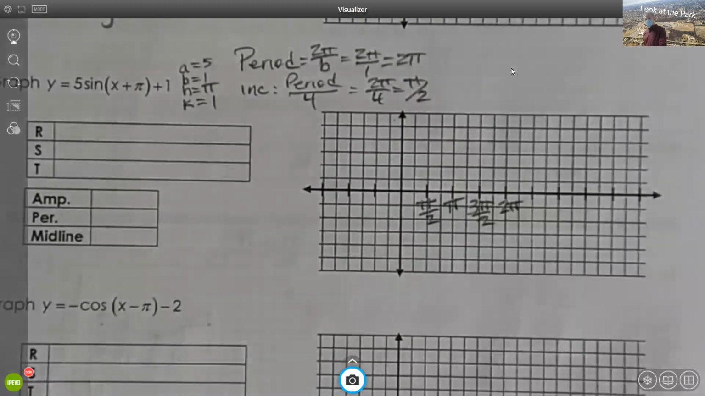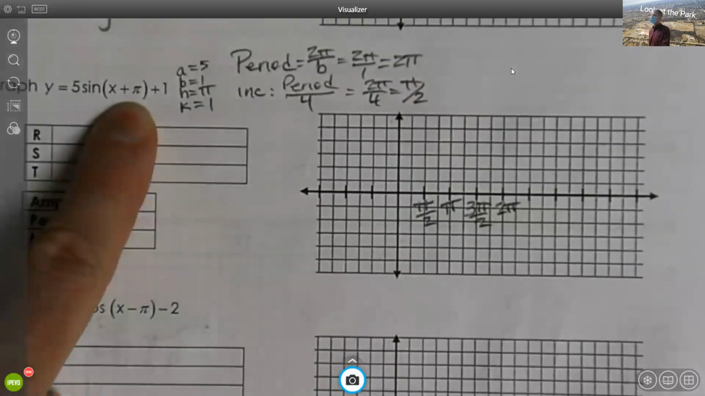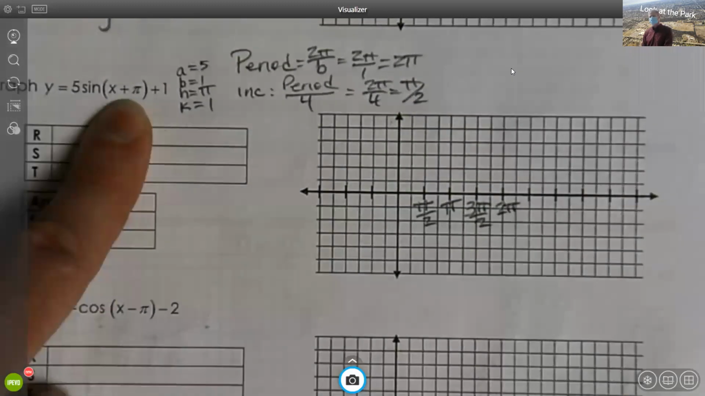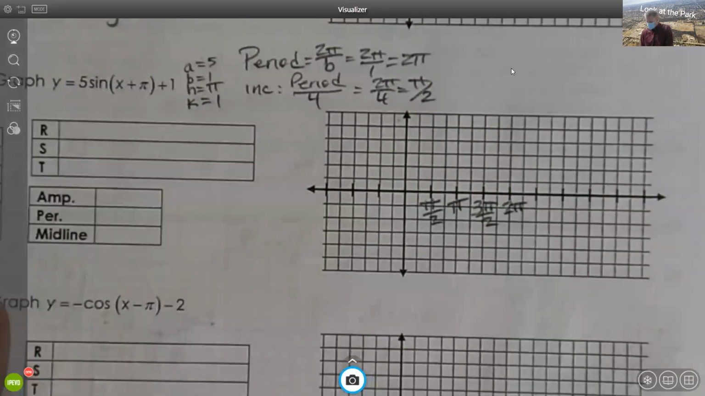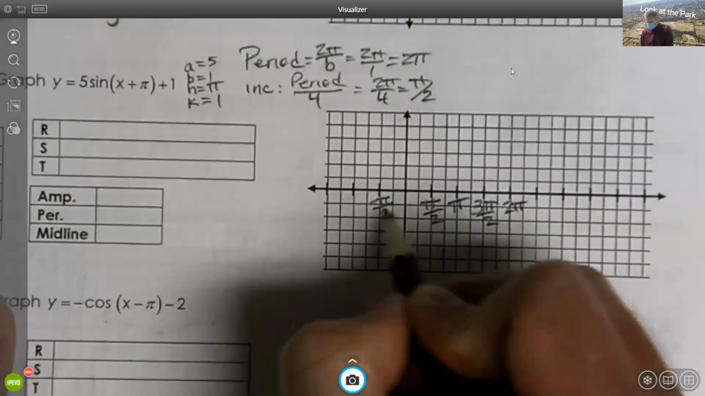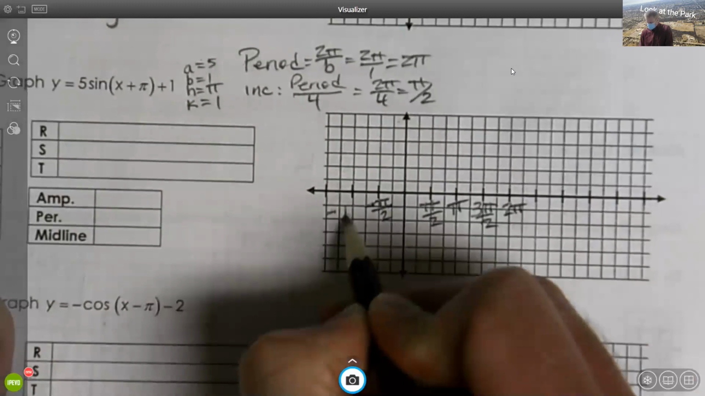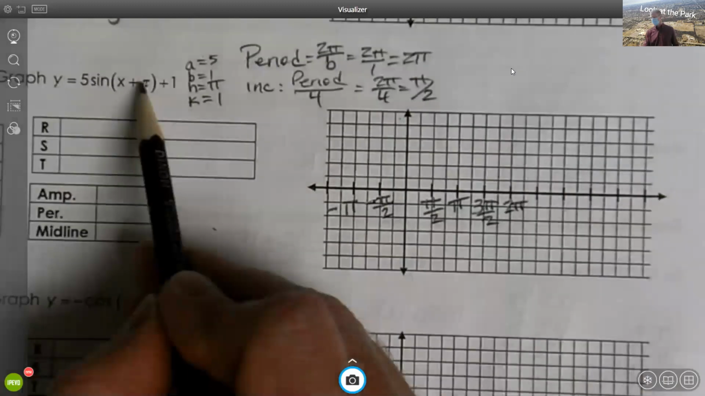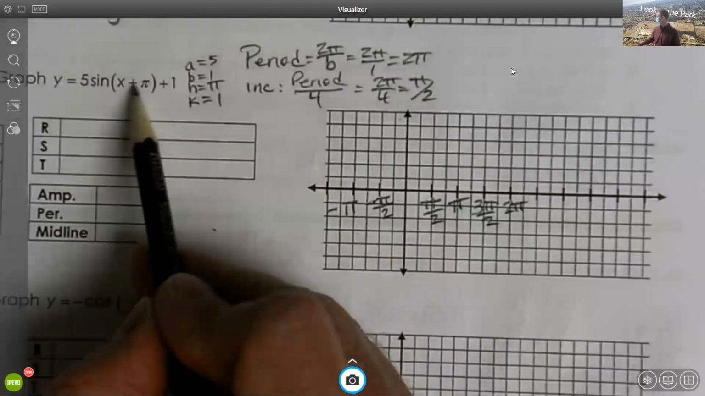Since there is a translation, notice how this is x plus pi. That means there is going to be a translation to the left. So you may want to put those values in now, negative pi over 2 and negative pi. We're taking 2 steps to the left. We have to go all the way out to pi to the left because it's x minus a negative pi, which makes it look like x plus pi.